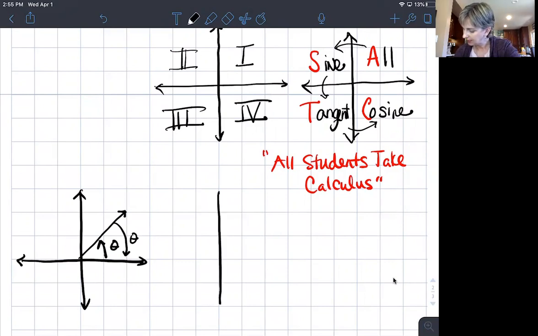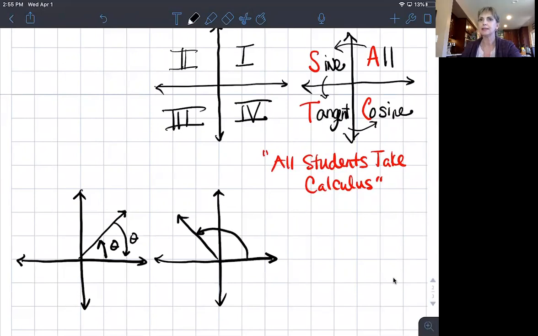But let's say instead I'm doing this angle over here. Let's say that one is 135 degrees. The reference angle is whatever angle gets me to the x-axis the fastest, which is closest. And in this case, it would be this one. That angle is closer to the x-axis than 135, right? This one would be 45 degrees. That's the reference angle.